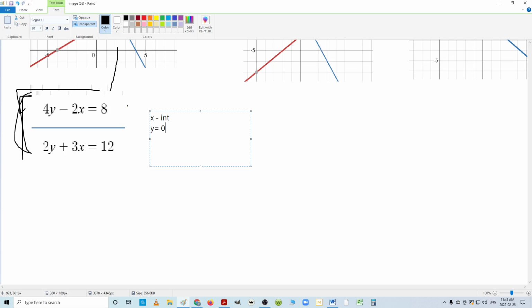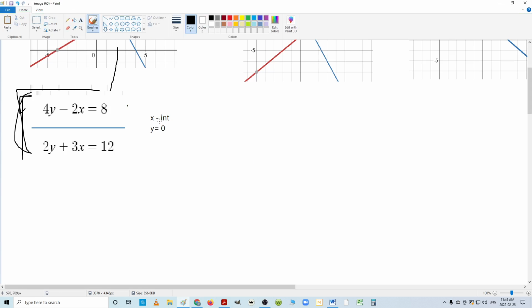X-intercepts occur when y is equal to 0. What are x or y-intercepts? Where they cross the x or y axis. X-intercept, intercepting or crossing the x-axis. Y-intercept, intercepting or crossing the y-axis.